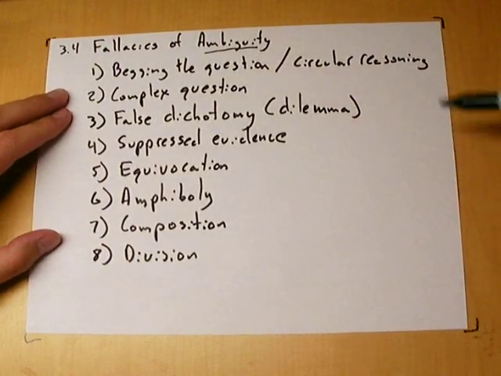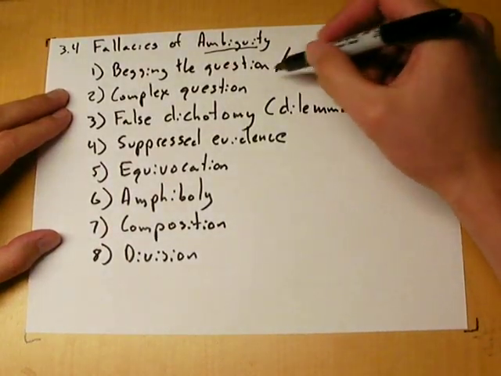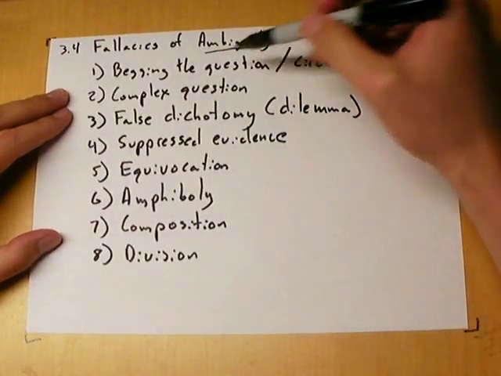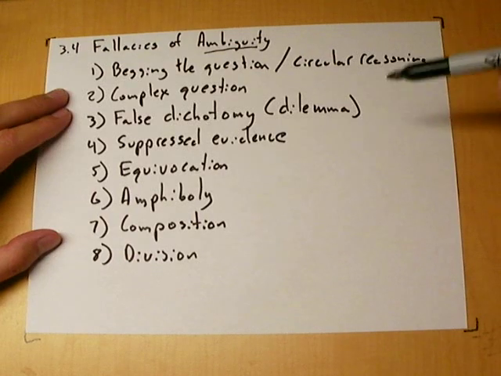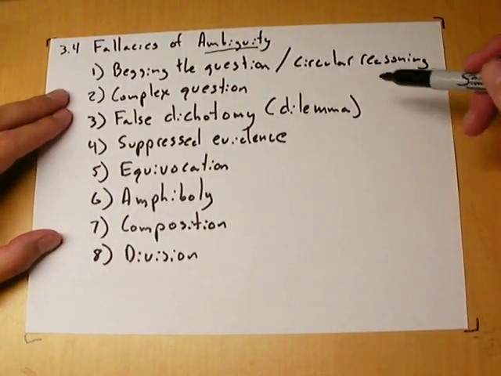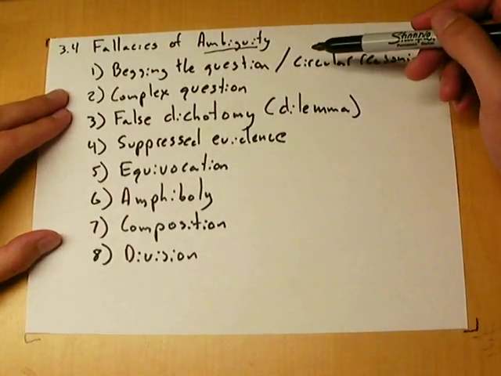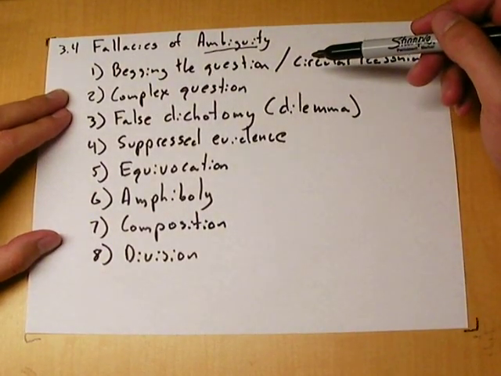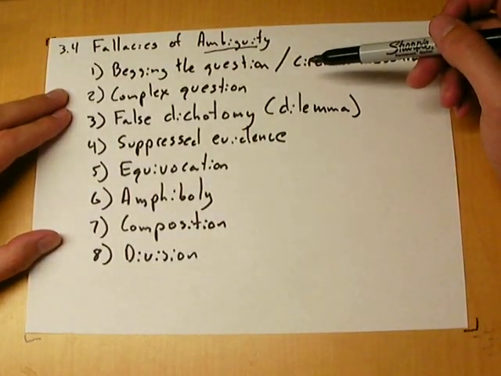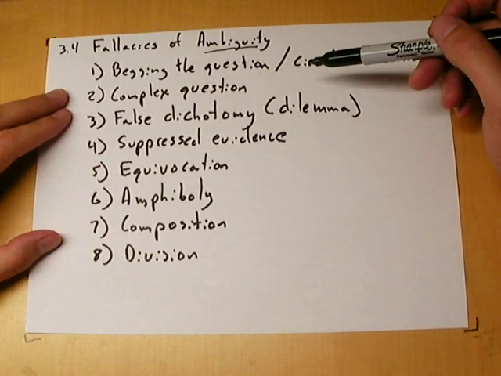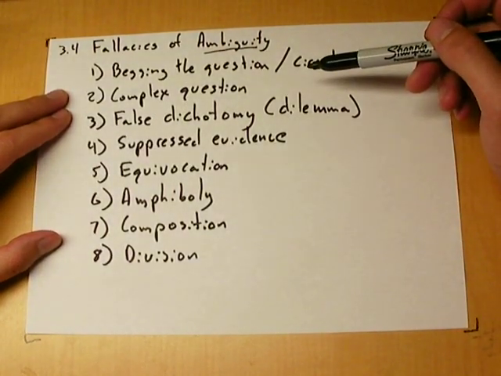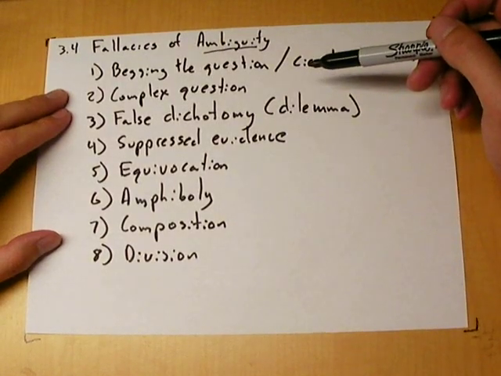So the first one on the list, I'm actually going to cluster together two overlapping concepts, and they really do again go hand in hand, begging the question, circular reasoning. And begging the question might actually be the trickiest one, not just of 3.4, but maybe the trickiest one of the section, in fact. The concept is straightforward enough, but it's actually, again, a pretty tricky one to spot. So let's start with the concept, and then I'll try to clarify it by way of example.